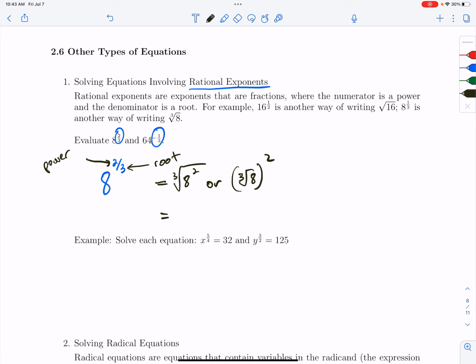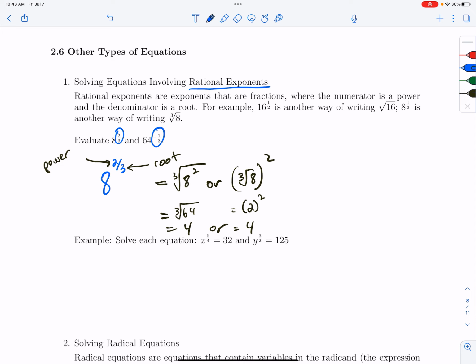So if I do it 8 squared and then cube rooted, so 8 squared is 64. Cube root of 64 is 4. Or I could do cube root of 8 is 2. Then that getting squared is 4. So either way gets us to the solution.